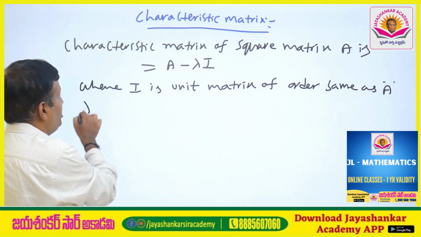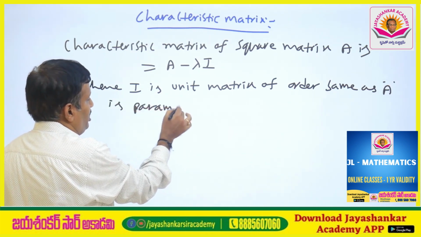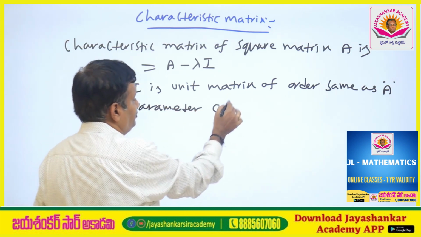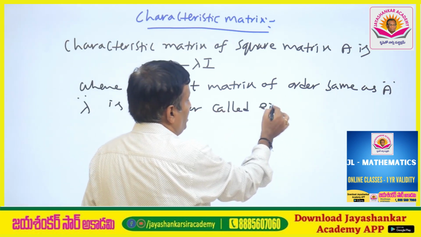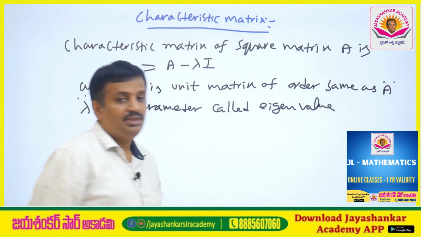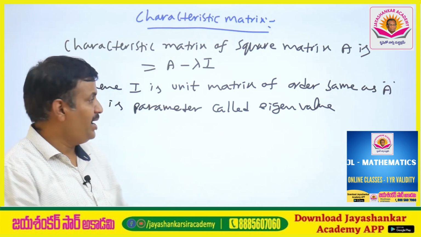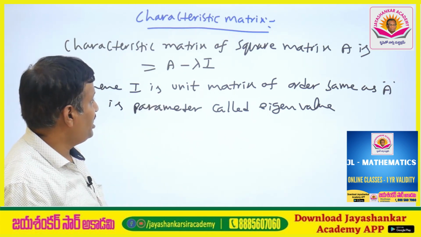Lambda is the parameter. What is lambda? Lambda is a parameter called the eigenvalue. Another name for the eigenvalue is characteristic root, and you can also say latent root. So that is about the characteristic matrix.